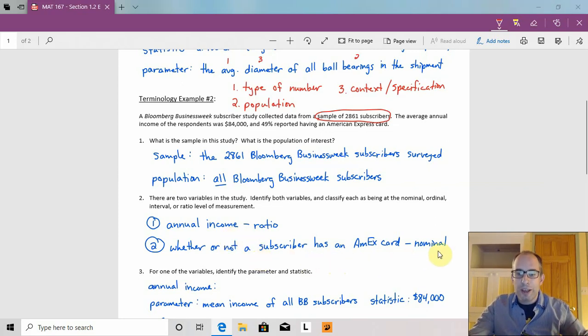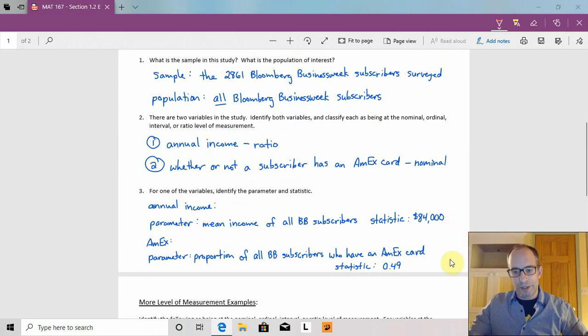Then the other one, this is just nominal because this is a yes or a no, right? Either they have an American Express card or they don't. And that doesn't have an ordering, right? It's either yes or it's no. And it's not that yes is greater than no or no is greater than yes or anything like that. It's just two categories and that's it. So that one's going to be nominal.